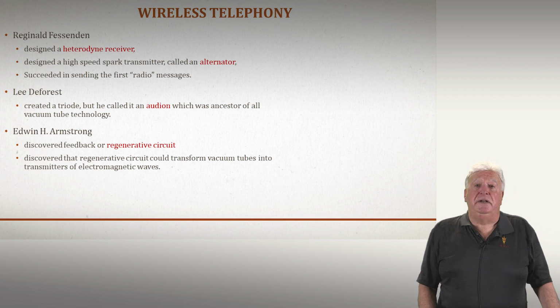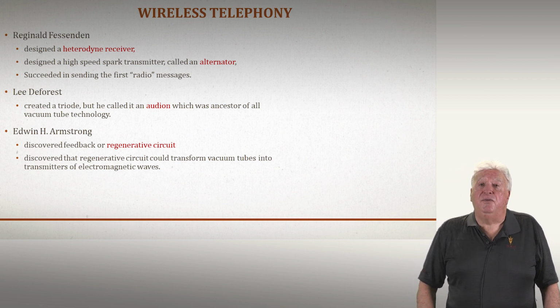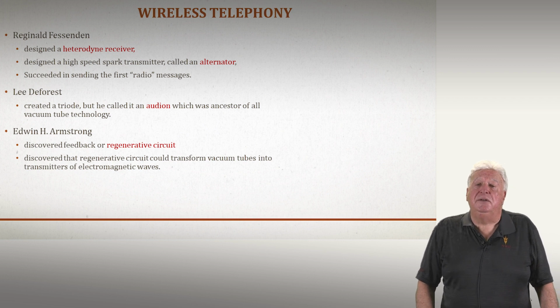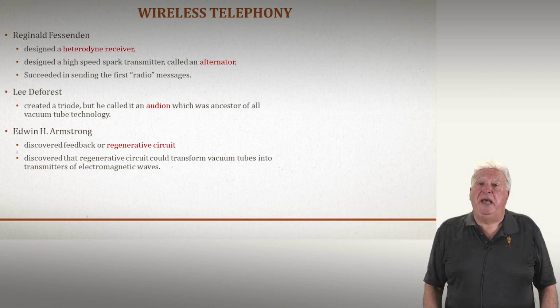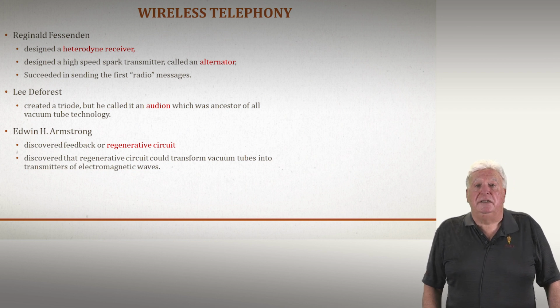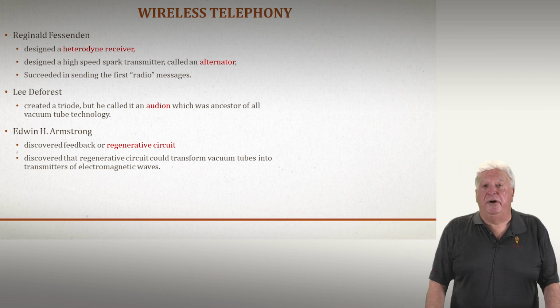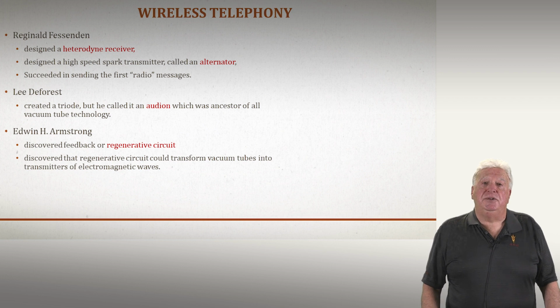He further discovered a few months later that the regenerative circuit could transform vacuum tubes into transmitters of electromagnetic waves. In the fall of 1913, Armstrong applied for a patent on his regenerative amplifying circuit, and in the winter for its transmitting circuit. Because he failed to interest either AT&T or Marconi in his patents, Armstrong sold the rights to his regenerative circuit to Telefunken in Germany.